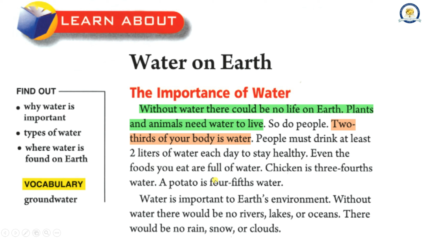Chicken is 3/4 water. A potato is 4/5 water. Water is important to Earth's environment. Without water there would be no rivers, lakes, or oceans. There would be no rain, snow, or clouds.